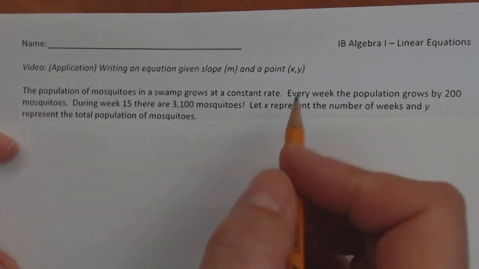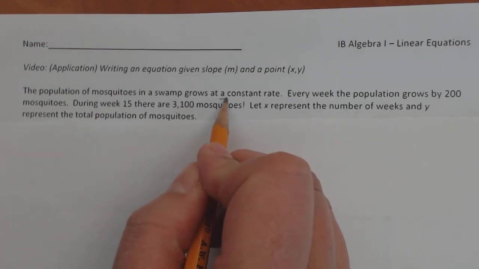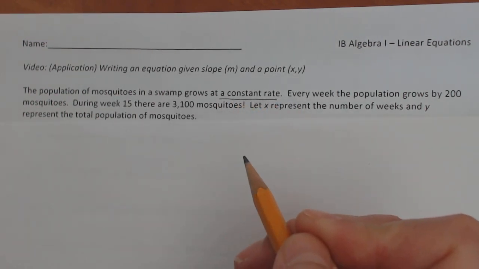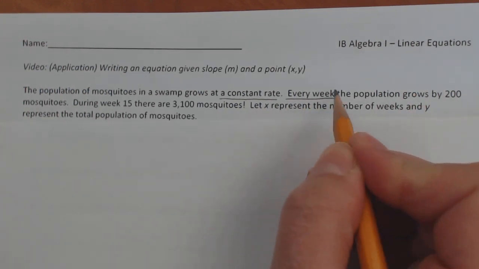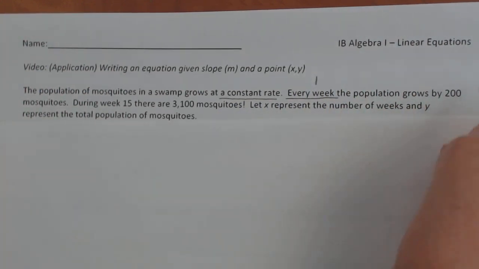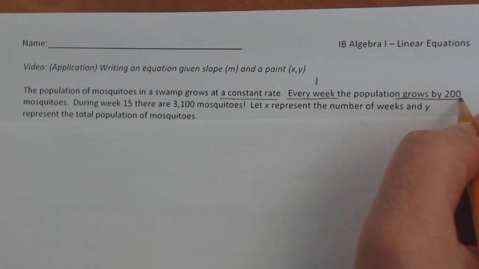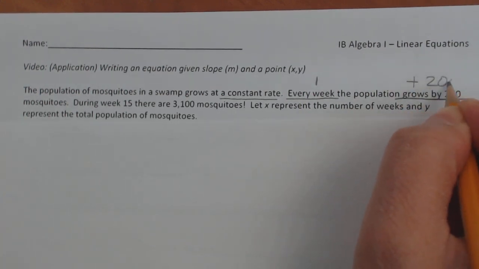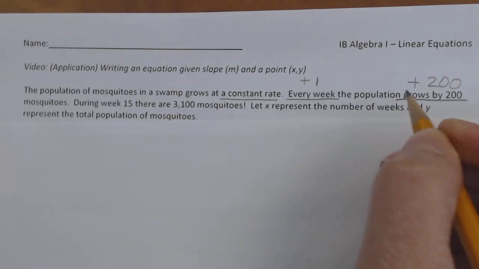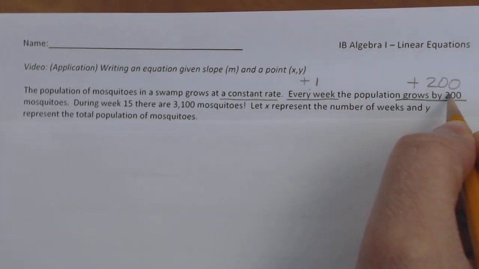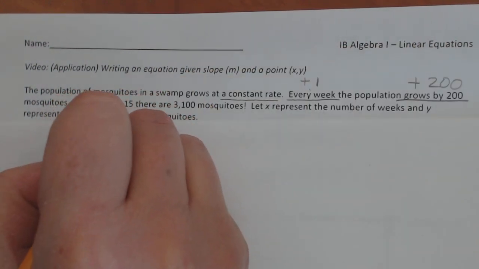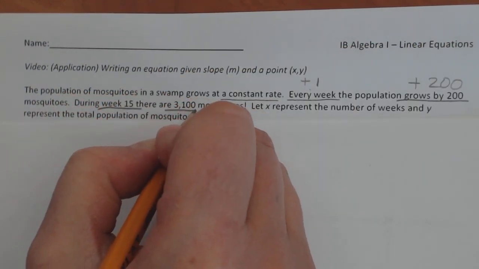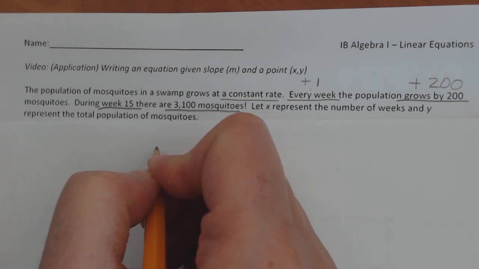So the population of mosquitoes in a swamp grows at a constant rate. So I know that I'm going to have some type of slope here. Every week, so that's one per week, the population grows by 200. So every week, so the week increases by 1, my population of mosquito increases by 200. This sounds like my constant rate of change. During week 15, there are 3,100 mosquitoes.